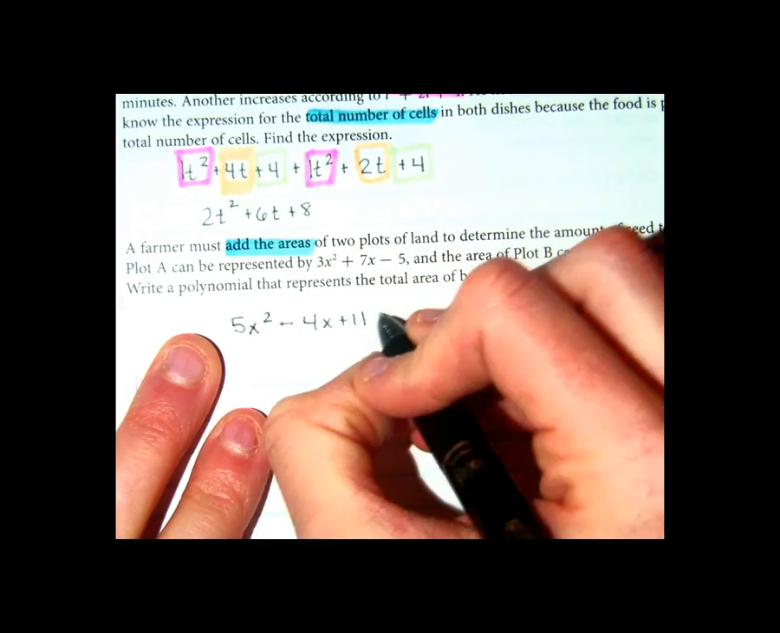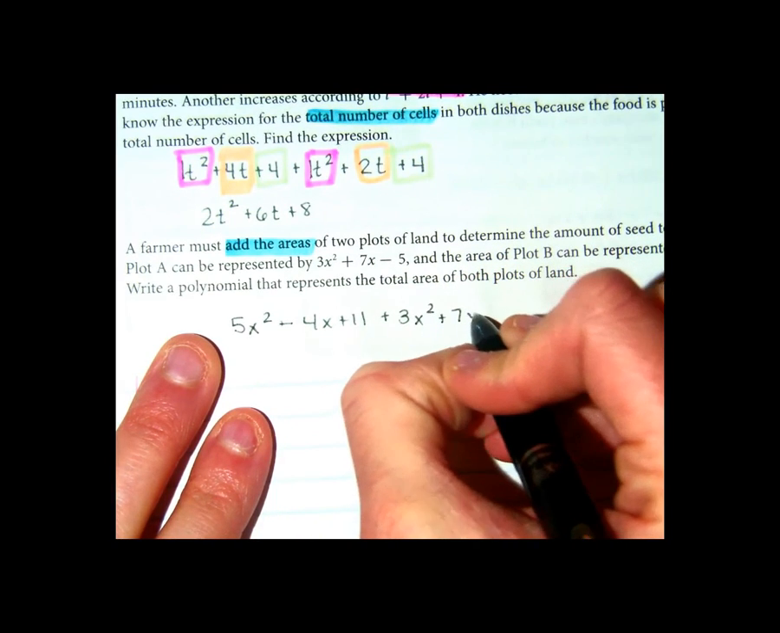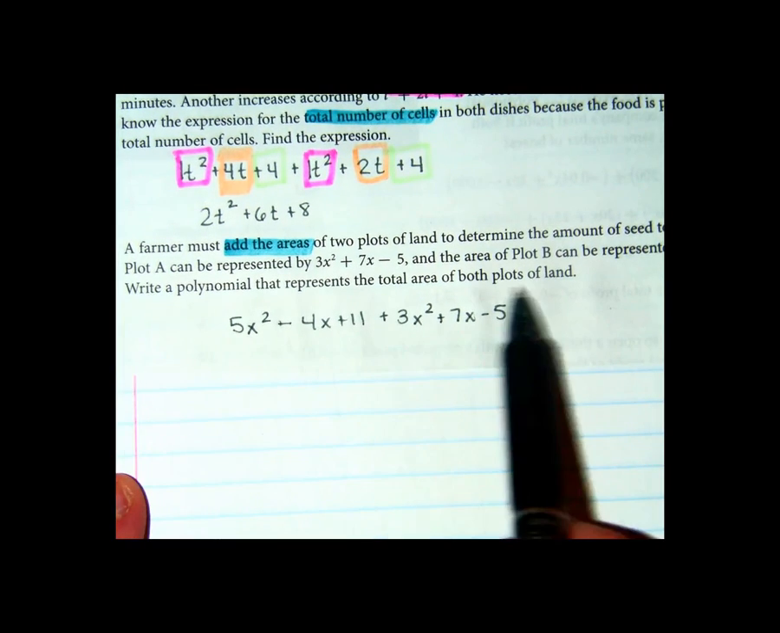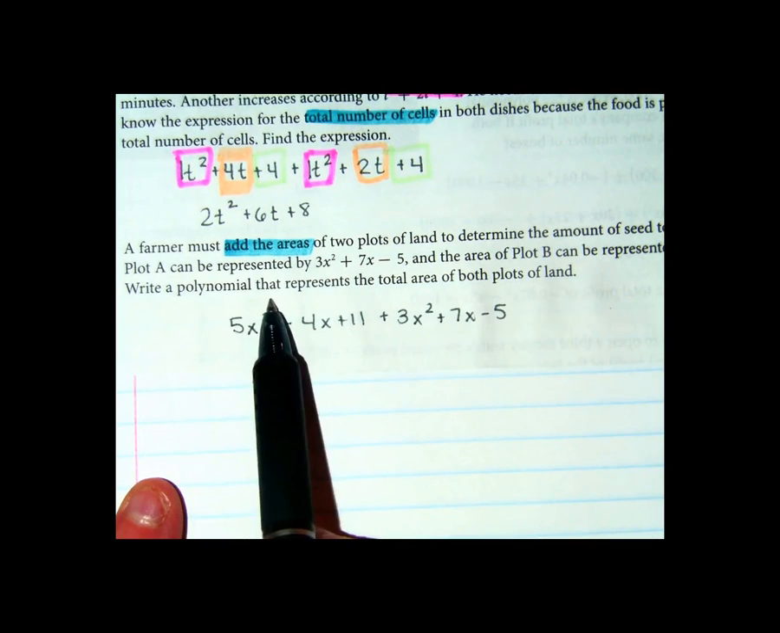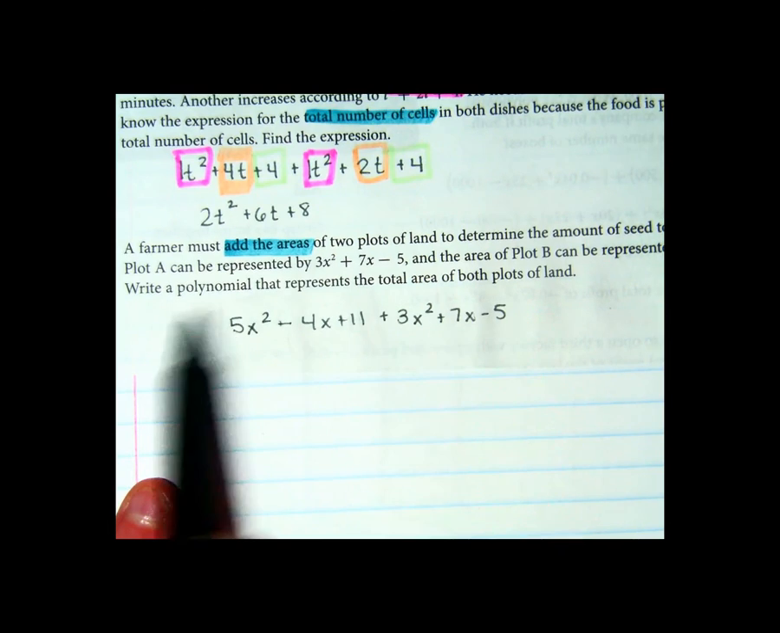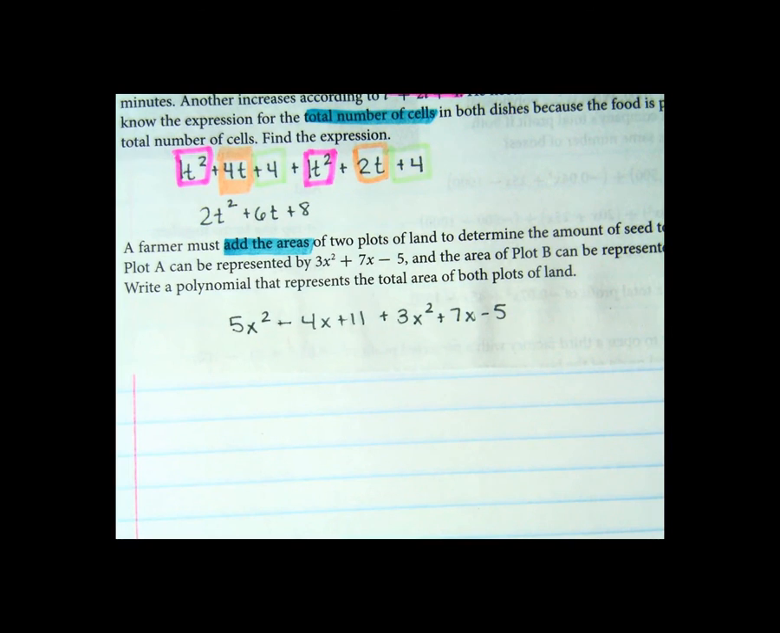I need you to think about something. Does it matter what order we added them in? No. Do you think if we had to subtract, it would matter what order? Yes, it would. We'll talk about that more tomorrow. What is our goal? What do we actually have to do? Okay, so when we combine these, are we done? Yeah, that's what simplify polynomial means.